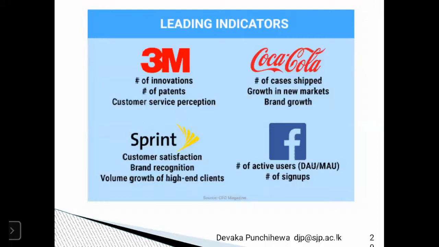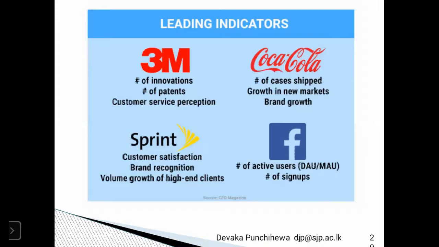The third one, customer service perception. How customers think of your service as an organization. For 3M, these are the leading indicators. So basically, the organization can change these, right? They can change either by reducing or increasing the number of innovations and number of patents. And again, they can influence the customer perception by having more service orientation, or perhaps price reductions, various service offerings, etc., right? So these leading indicators, basically the organization can change, right?